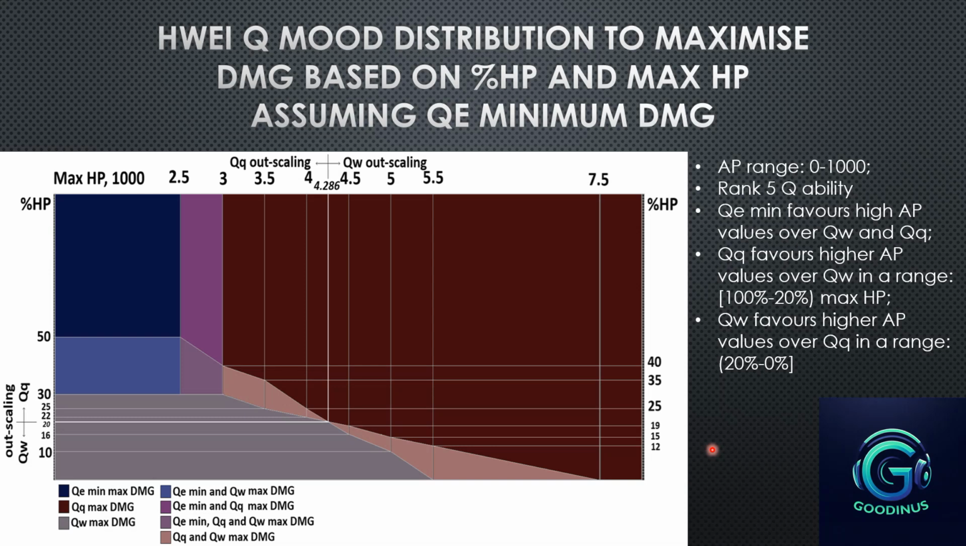Hello, welcome to the last section of the video. In this section, I'll be summing up all the information I showed you in this video, and we'll basically make up this graph, okay? So I'll repeat myself a little bit from the brief discussion of the graphs. The AP range for the graphs you see right now, and all the data, is from 0 to 1000. And it's also done for the rank 5 Q abilities.